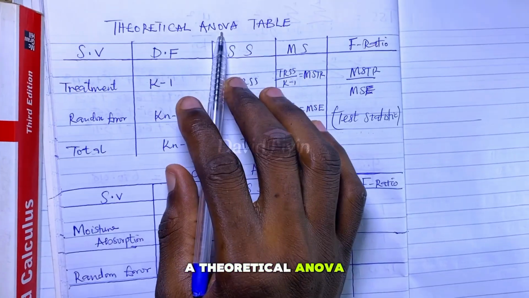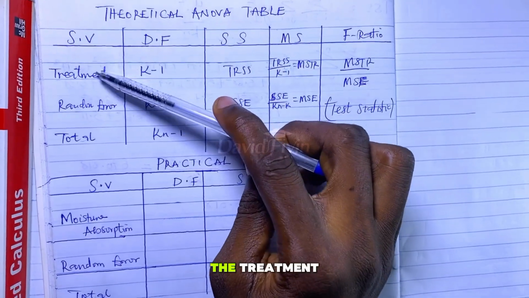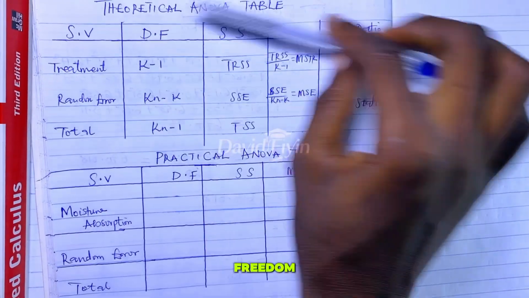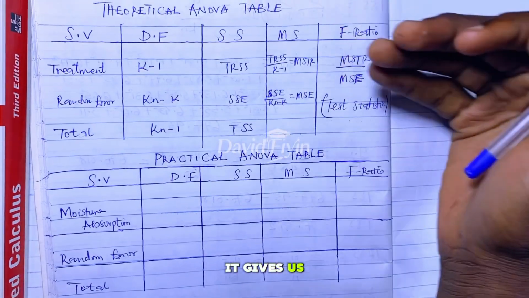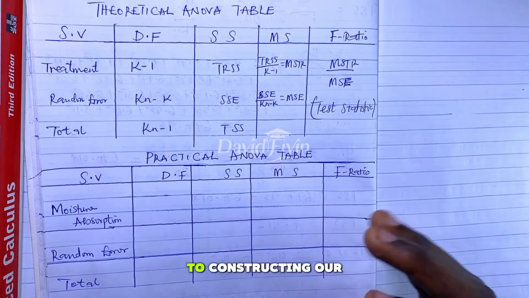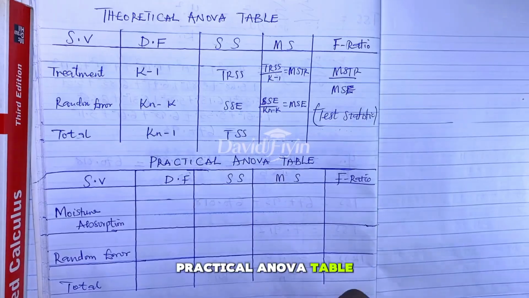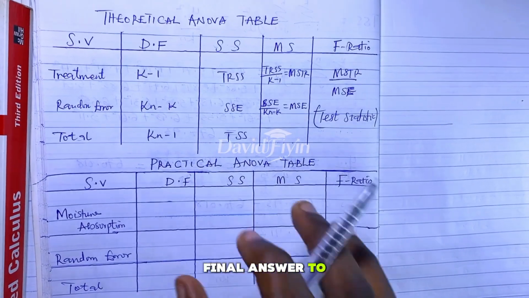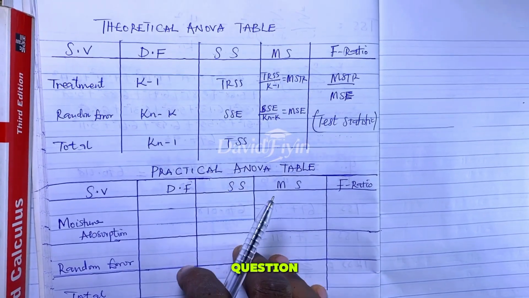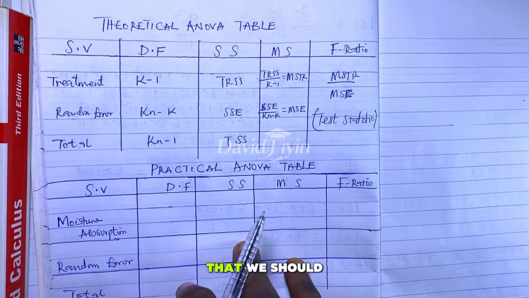So this is a theoretical ANOVA table where we have the treatment, random error, the total, and the degrees of freedom. What it simply does is that it gives us a guide as to how we are going to be constructing our practical ANOVA table. So the second question, the final answer to the second question in the practical question, is that we should construct a complete ANOVA table for the data.